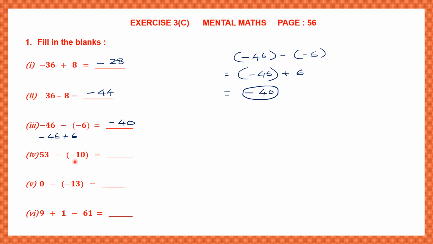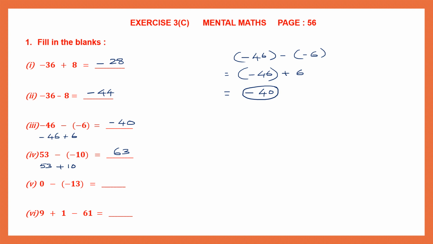Now here we have a similar one just like this. So we write 53 as it is, and here we have a negative sign and minus. So minus into minus is plus. So that is plus 10. 53 plus 10 is 63. This is how we do it quickly for mental math.